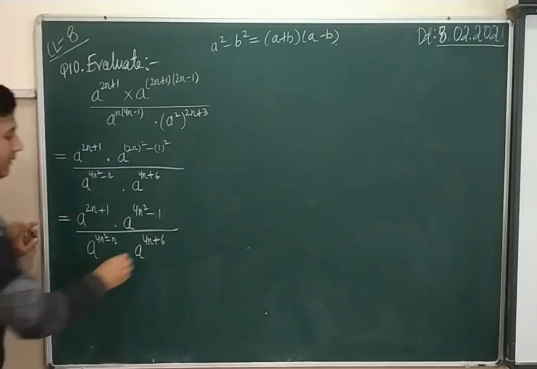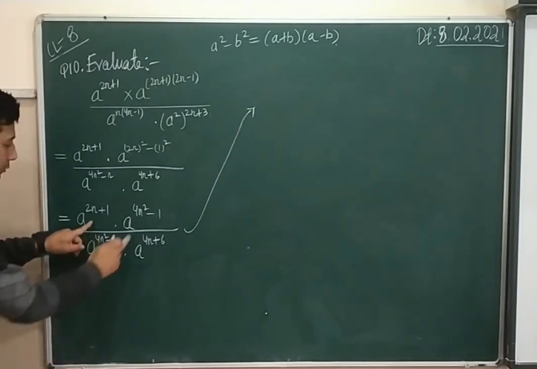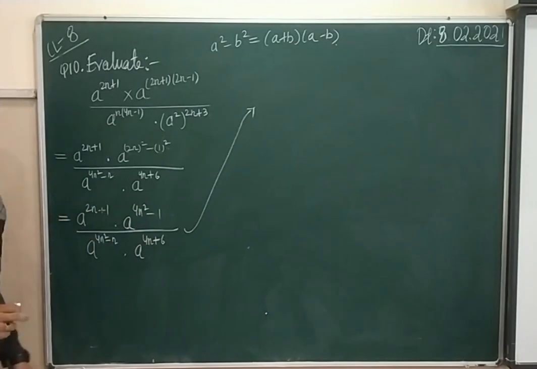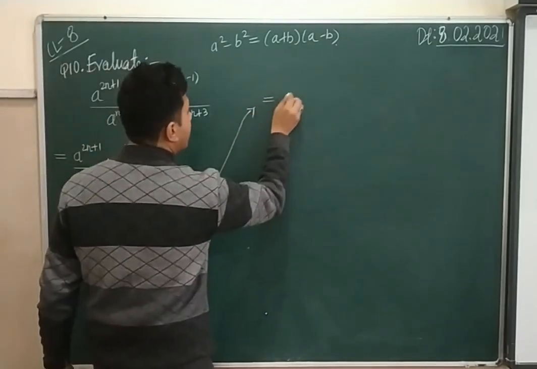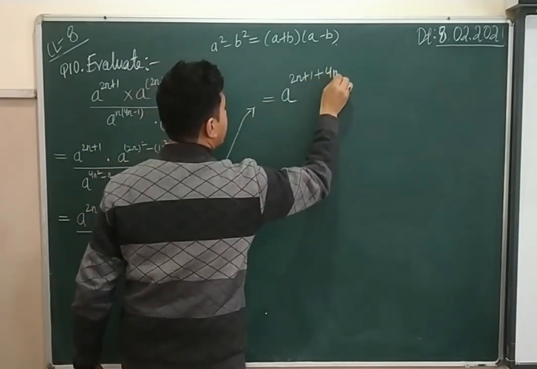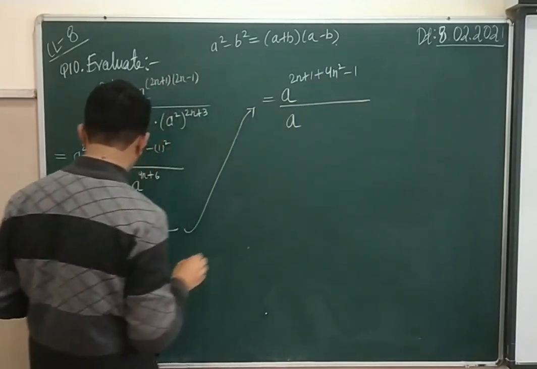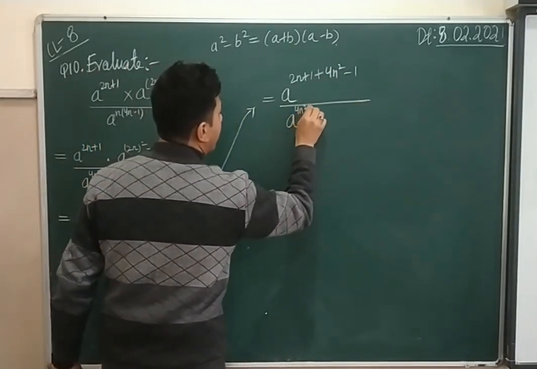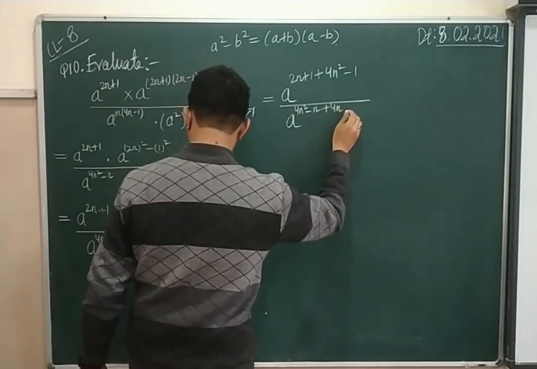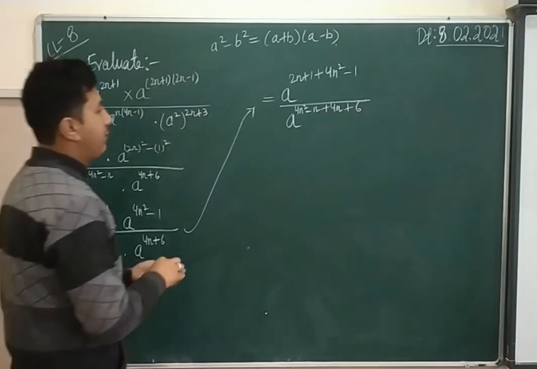Okay. Now again I'm doing this side. I hope you're clear till here. Now what we'll do? We'll use the product law. Add the powers. Okay. So what do we get is a to the power 2n plus 1 plus 4n square minus 1 divided by a to the power 4n square minus n and plus 4n plus 6. Okay, so this is what we get. Let us simplify it further.